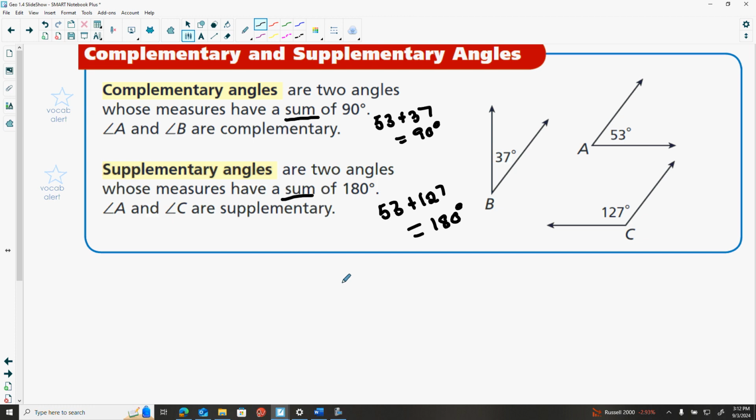Two angles that are 90 degrees are just two right angles. An easy way to think of this is alphabet-wise: C comes before S, 90 comes before 180. So complementary goes to 90, supplementary goes to 180.